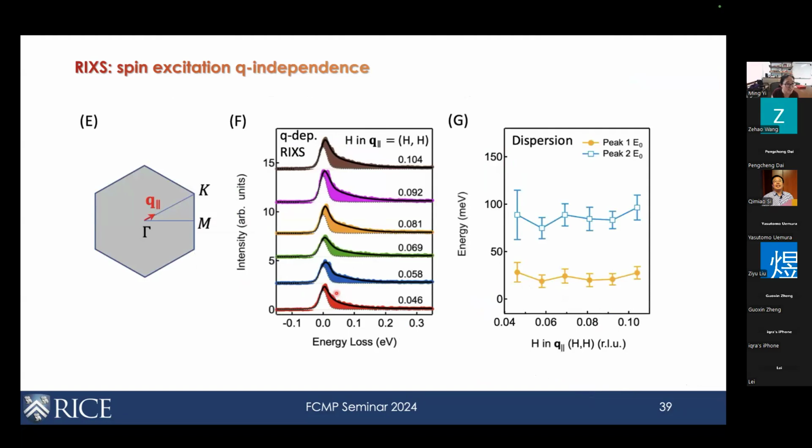Okay, so the first thing is momentum dependence or independence. Given the energy range, they have measured a portion of the reciprocal space. And you can see that in this way of fitting, the energy of this excitation is largely non-dispersive. There are 2 modes; they're largely non-dispersive, even though it's a small region of the reciprocal space. But this is largely consistent with the flat bands that we see from photoemission.